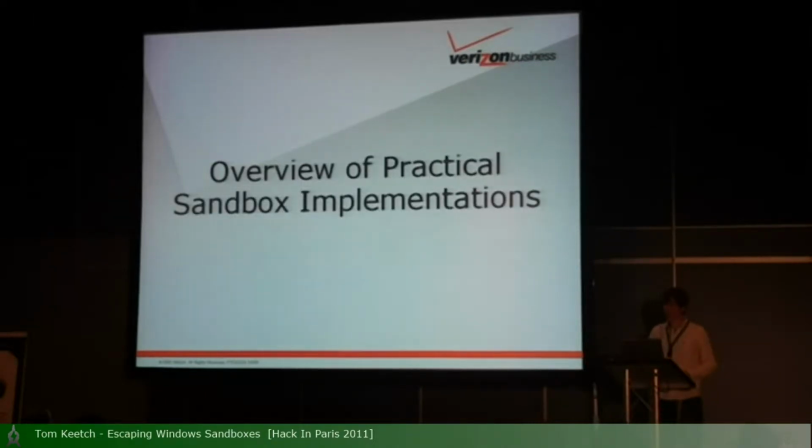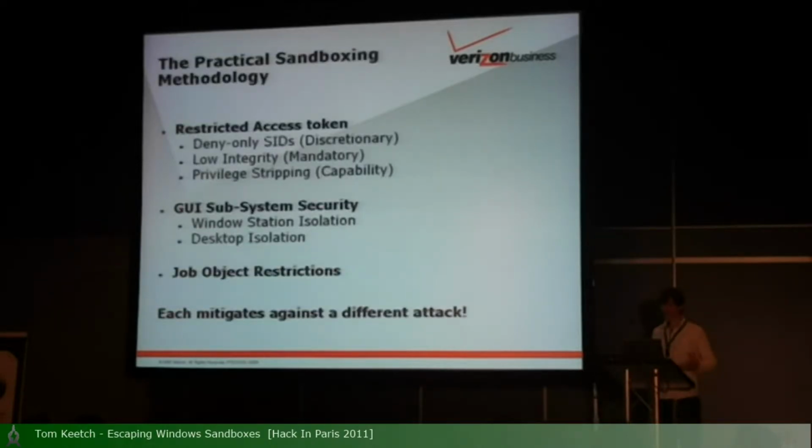Okay, so it's an overview of how these sandboxes are implemented. The practical sandboxing methodology brings together, depending how you measure it, 3, 4, 6 different mechanisms. The main one is the use of restricted access tokens. Every process, every thread has a set of permissions, a set of access rights associated with it, and maybe a set of group memberships. So the first way that we can limit what a process or a thread can do is to remove group membership SIDs from its token.